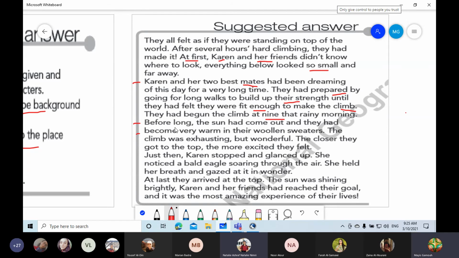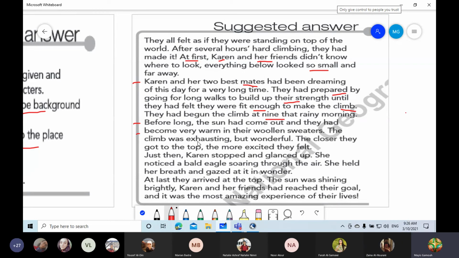Thank you, dear. Before long, the sun had come out. So they started climbing at 9. And then the sun is getting hotter and hotter. So here they became very warm in their woolen, soft sweaters. The climb was exhausting because it's very hot. It means very tiring.